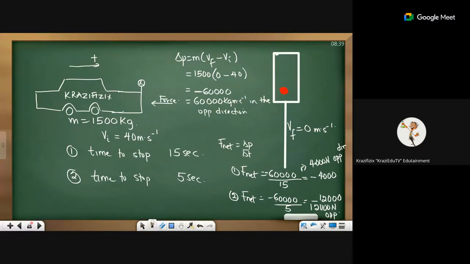The one for 5 seconds is 12,000. Did it make sense now? Please talk to me, let me know, with the change in momentum. Beautiful. Great. We can move on. Awesome. Any thumbs down quickly? Any thumbs down? Great. It makes sense.